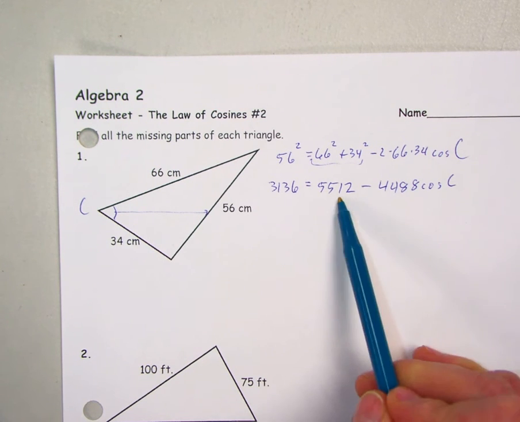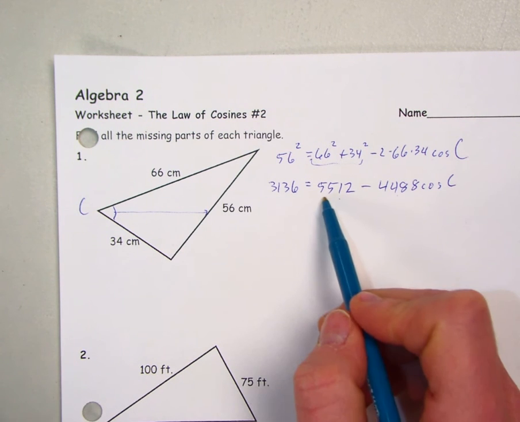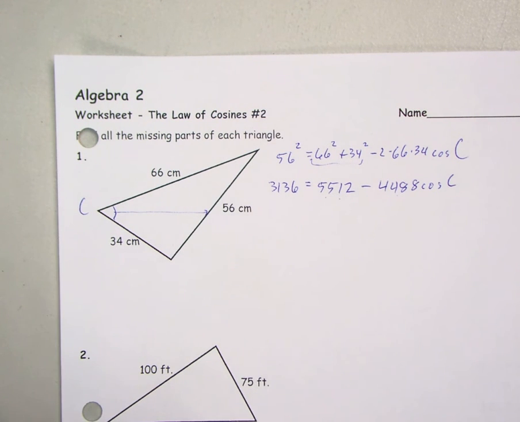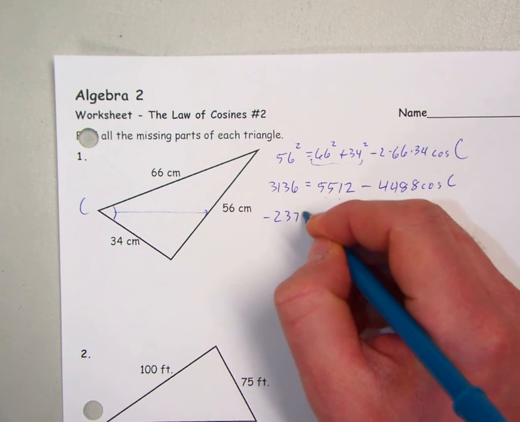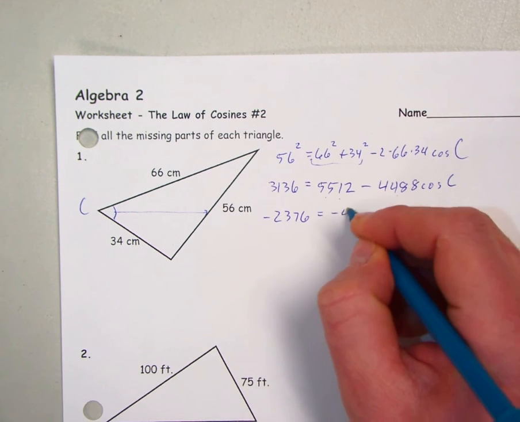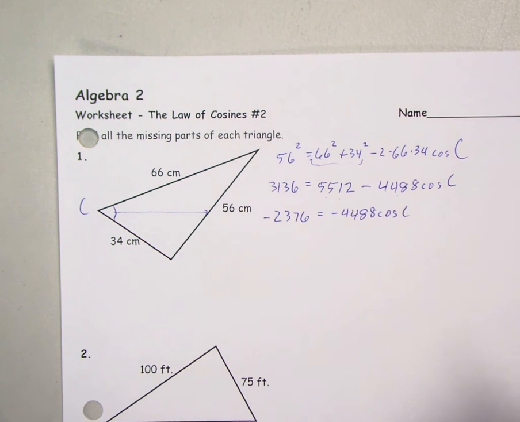As always, resist that urge to combine these two numbers together. They do not combine, so I have to subtract this over, go 3136. I'm going to go minus 5512 on both sides, and get negative 2376 is equal to negative 4488 cosine angle C.